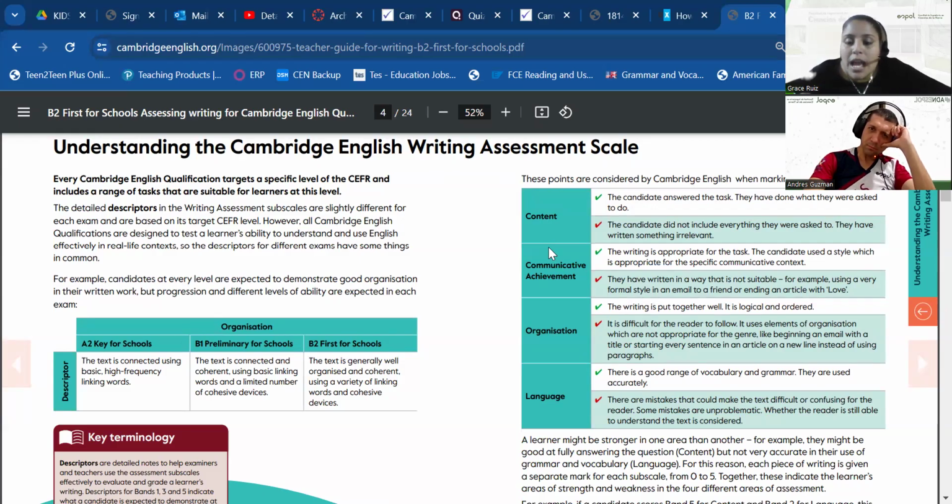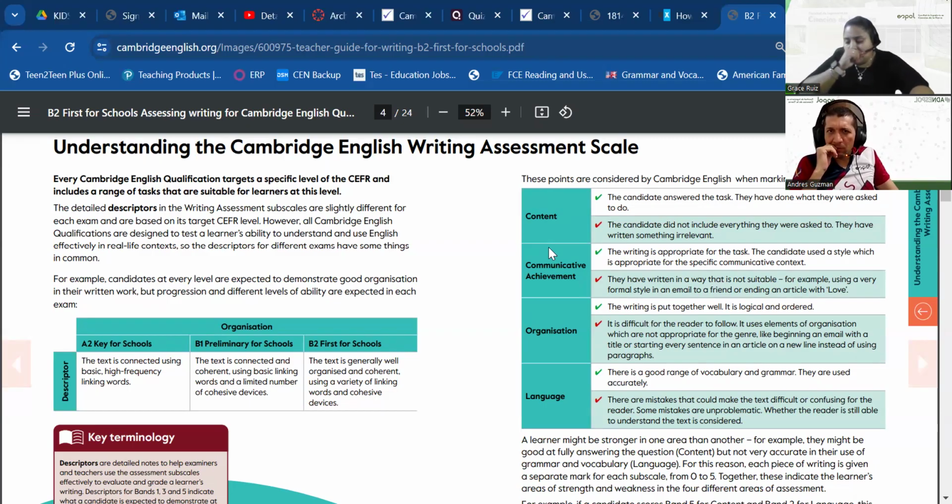Okay? Now, the writing is appropriate for the task. For the communicative achievement, it is important that the writing is appropriate for the task. That means the correct register, the correct style is appropriate for that communicative context. For example, si acaso no está de acuerdo al register, está muy formal, ¿ok? O utilizan, por ejemplo, love como para despedirse de un correo o para un article, that's not appropriate. So in that case, ahí es donde le marcan pues wrong.